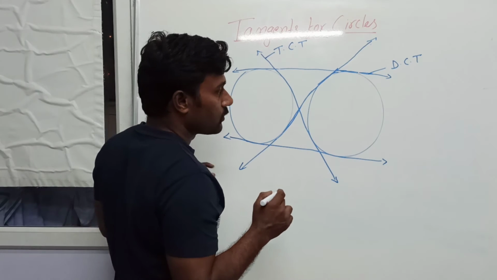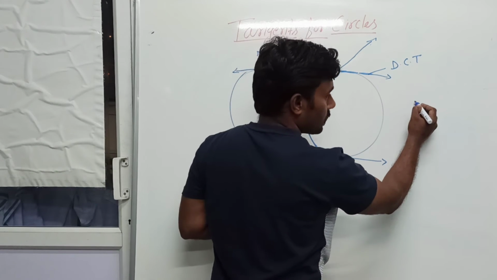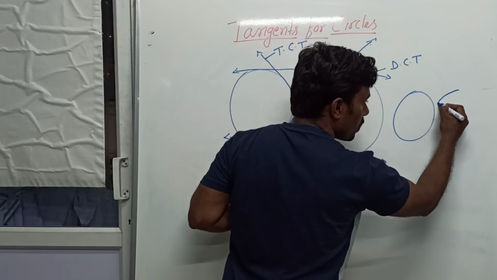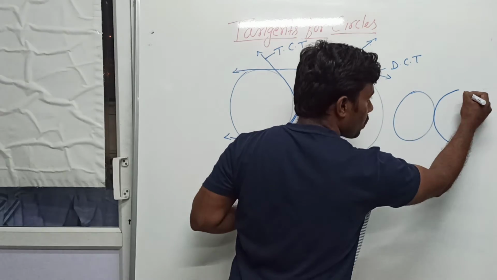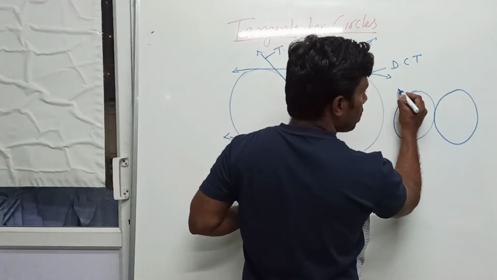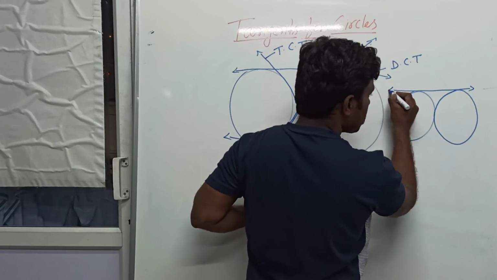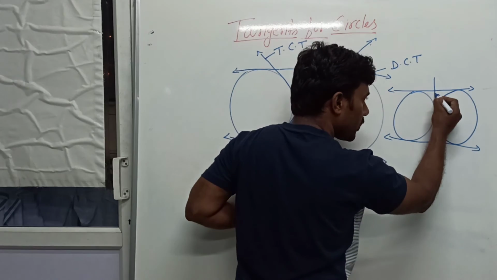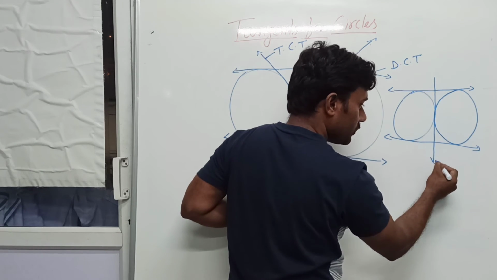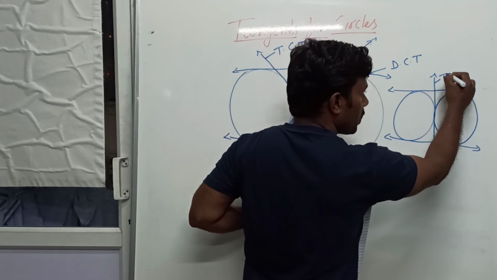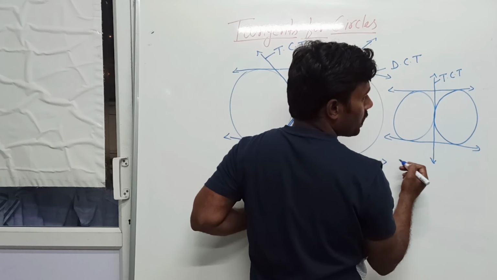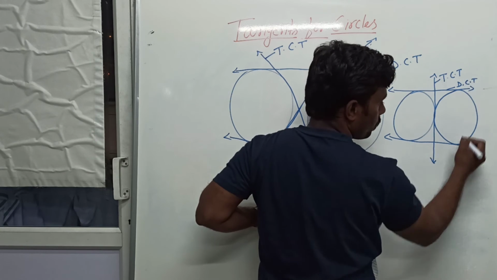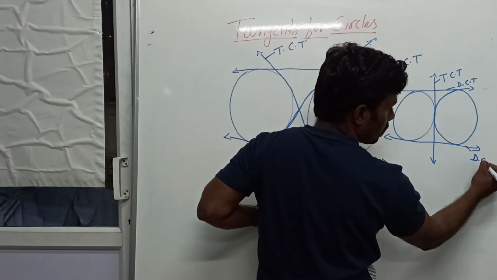And if we have intersected circles, for example, if one circle is going to touch the other circle at one point, then we can draw two direct common tangents and only one transverse common tangent. In this case, we can draw only one transverse common tangent. But direct common tangents, obviously, we can draw two. Here one and here also one.